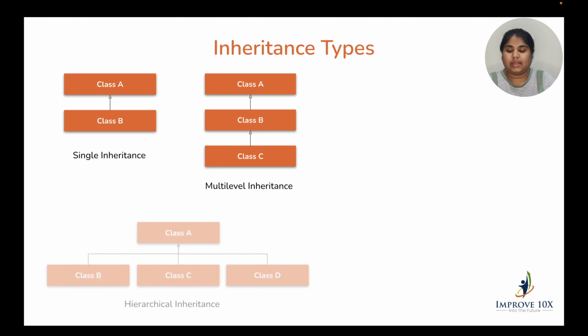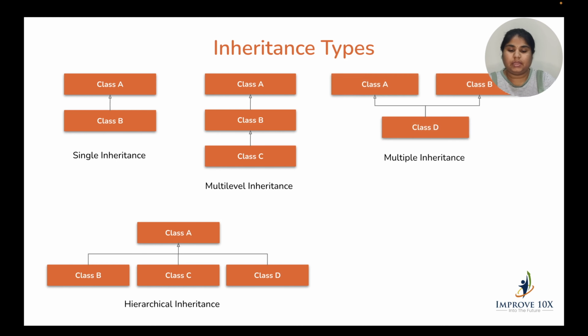The next one is hierarchical inheritance, where there are more than one subclasses which are inherited from the same superclass. As you can see in this picture, class B, class C, and class D are all the child classes of class A. The next one is multiple inheritance. Multiple inheritance is the type of inheritance where a single class can have more than one parent. So in this picture, class A and class B are parents of class D.